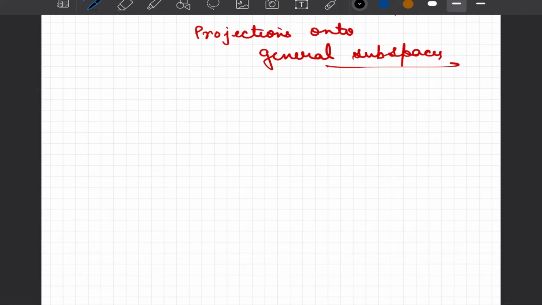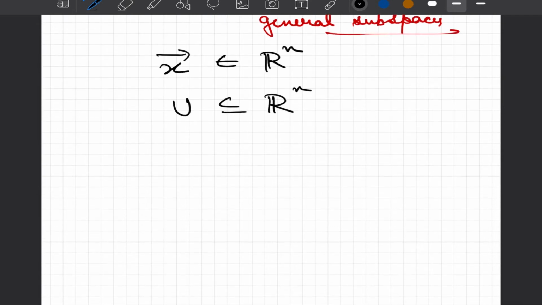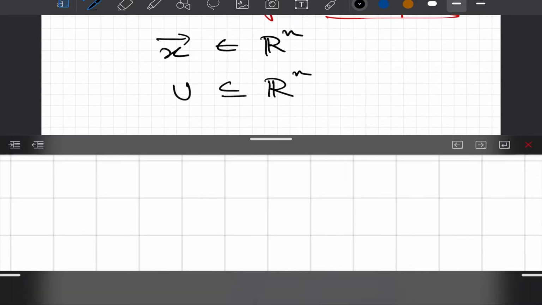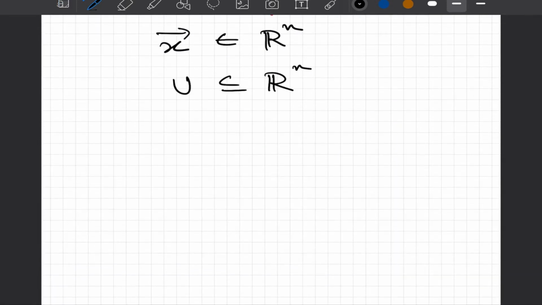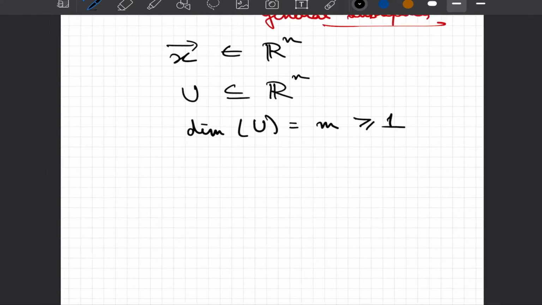However, now let us extend our discussion to more abstract notation. That is, let us say that we have a vector x in an n-dimensional vector space, and there is a subspace U of the n-dimensional vector space, and we want to project our vector x onto subspace U. The dimension of U is equal to m, which is greater than or equal to 1, and of course since this is a subspace of n-dimensional vector space, the upper limit of m is equal to n.